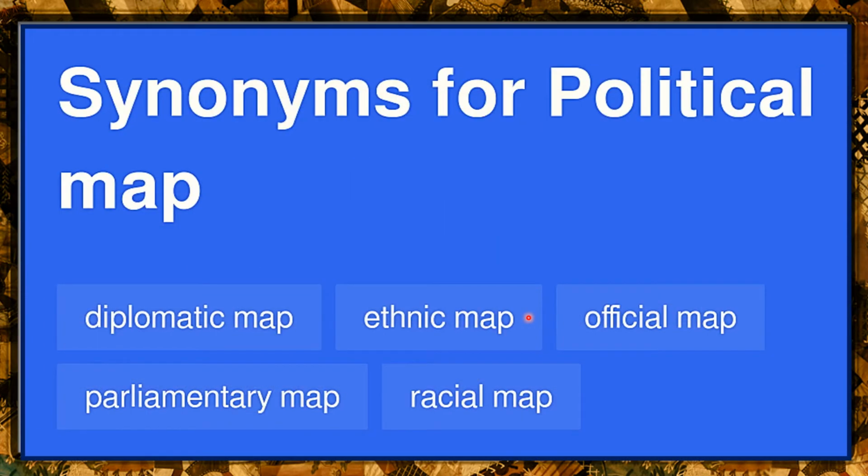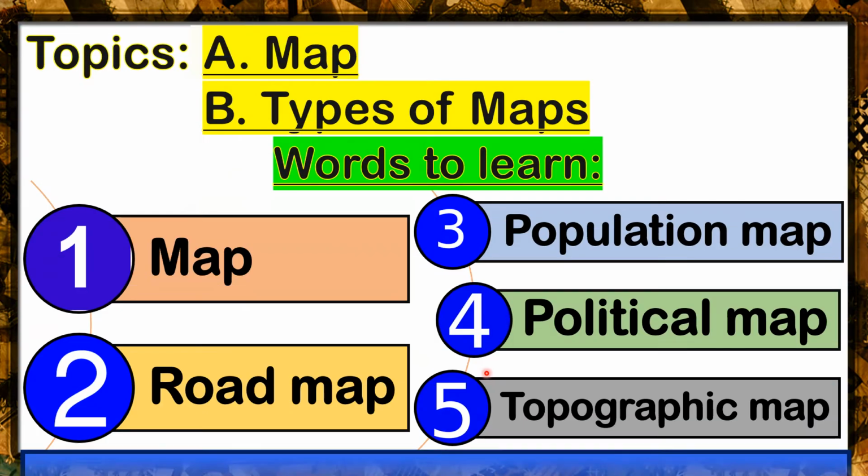Next, political map. Synonyms for political map: diplomatic map, ethnic map, official map, parliamentary map, and racial map. So it shows us the name of the country as well as the capital city of that country.